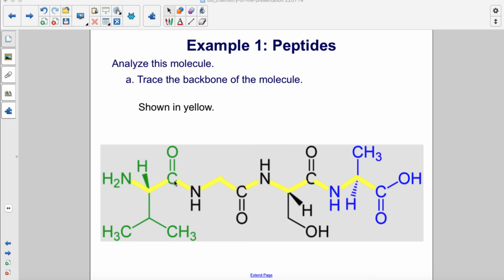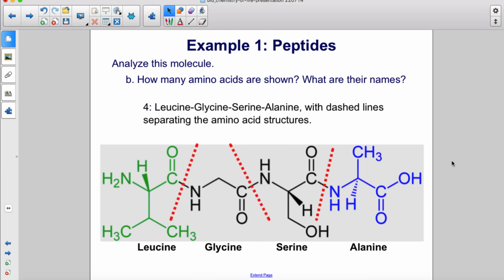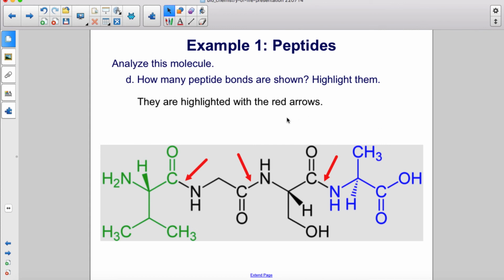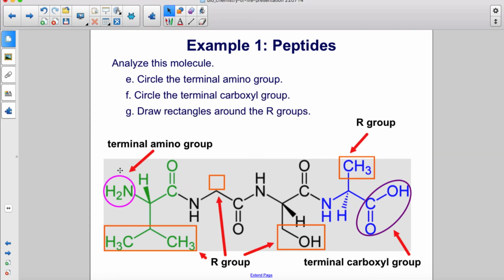Here in yellow, we have the backbone of the molecule. There are 4 amino acids, leucine, glycine, serine, and alanine. This molecule is a tetrapeptide, which is a chain of 4 amino acids. The peptide bonds are shown with red arrows. Here is the terminal amino group, here is the terminal carboxyl group, and here are the R groups.